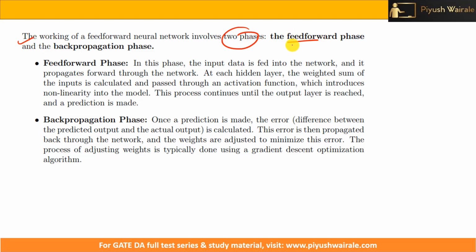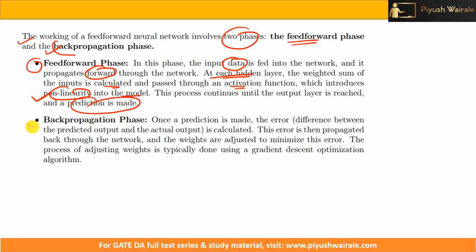The first one is the feed-forward phase, and the other one is the back propagation phase. What happens in the feed-forward phase? In this phase, the input data is fed into the network, and it propagates forward through the network. At each hidden layer, the weighted sum of the input is calculated and passed to an activation function, which introduces non-linearity into the model. This is what we discussed in the previous slides, right? This process continues until the output layer is reached and a prediction is made.